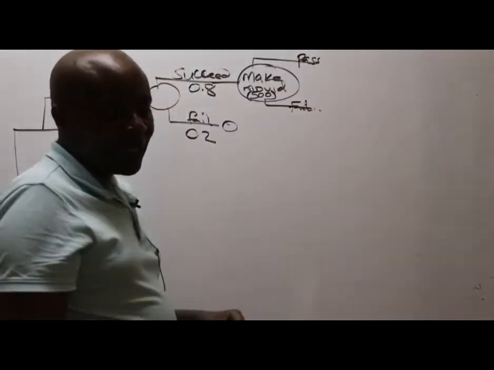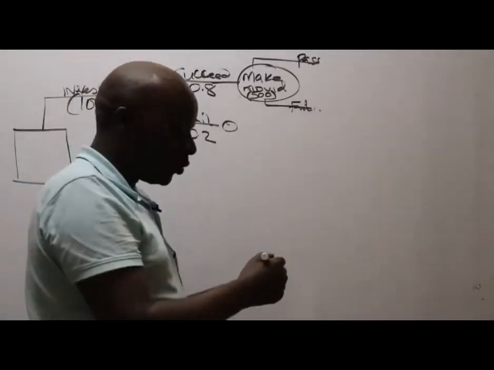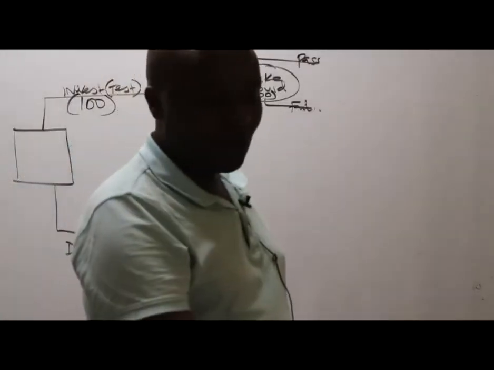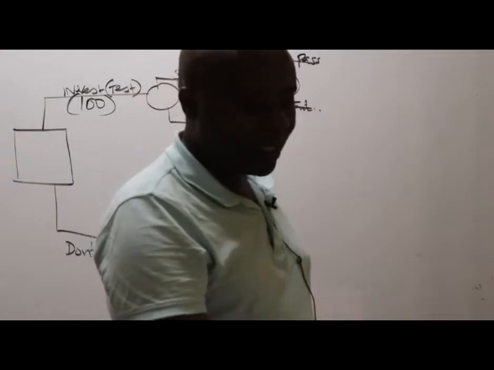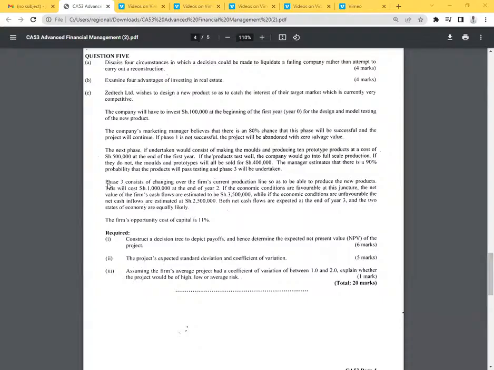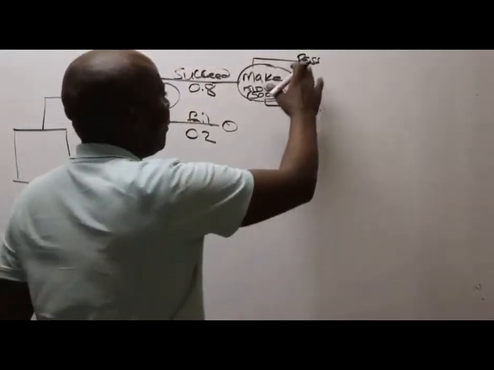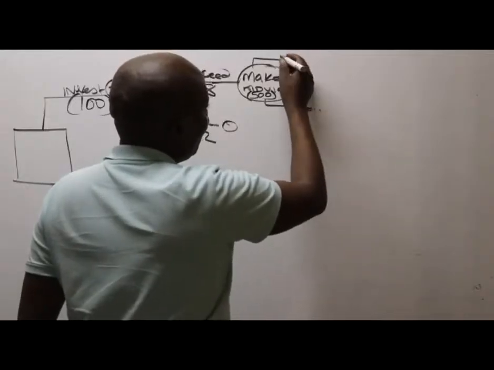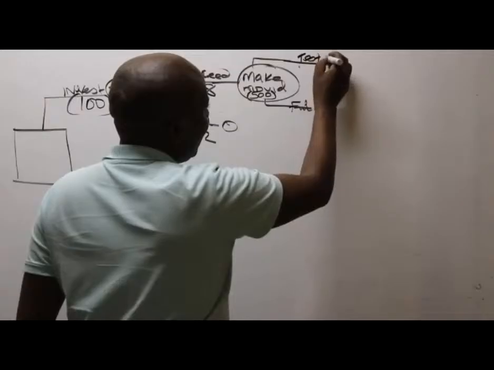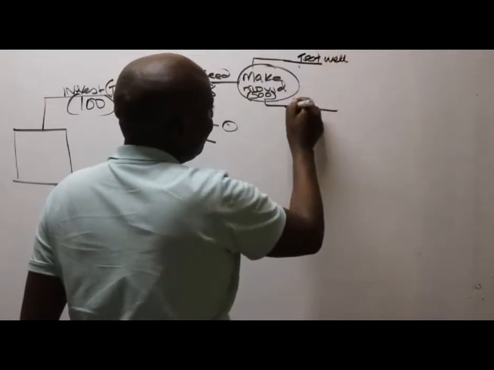They fail the test. So it's either they pass the test, always use the language given by the examiner. Like now he has told us that if the products test well, so it's about testing well. If they test well, the company will go into full scale production. If they do not, the molds and the prototypes will all be sold. So it is either these prototypes test well, or they test otherwise. So it's important to use the language used by the examiner. They could either test well or test bad.